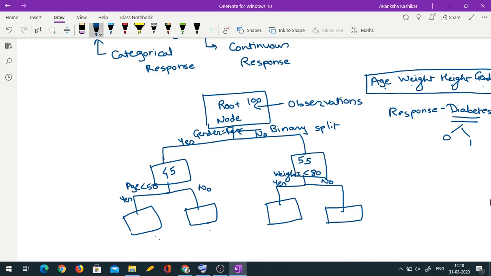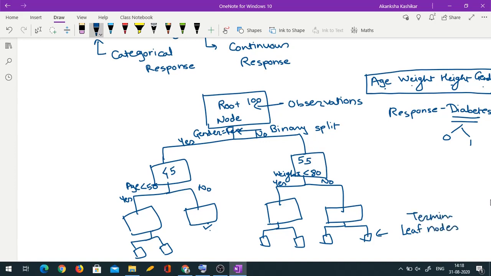And the process continues. So this may get split further. This may stop here itself. This may get split further and so on. And the terminal nodes, so for example, let us say these three get split further, whereas this stops here. So all these which don't get split further, they would be called terminal nodes or leaf nodes. Okay, so leaf nodes or terminal nodes.